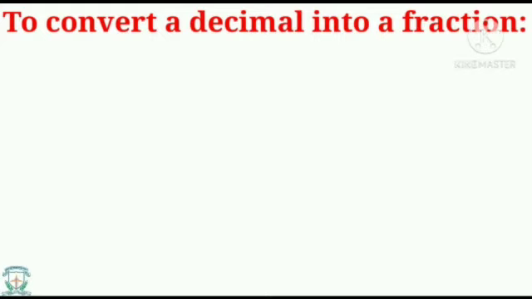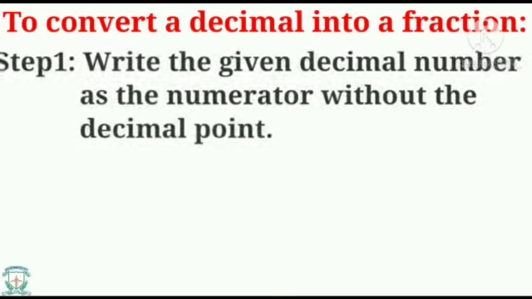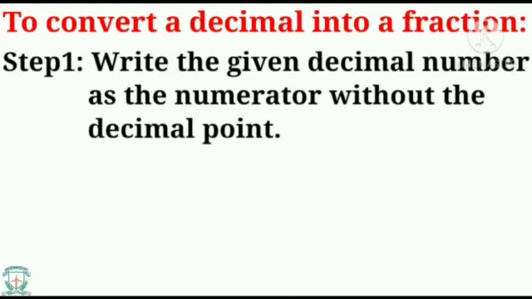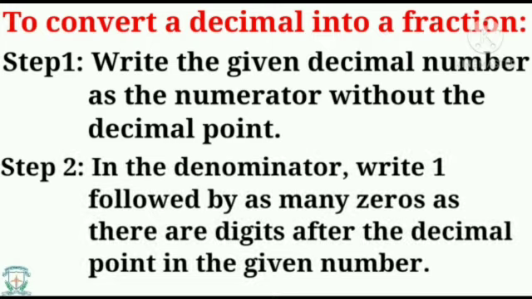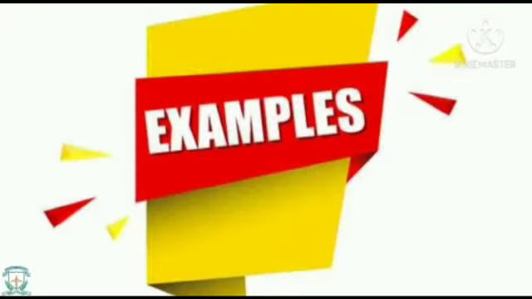To convert a decimal into a fraction, first write the given decimal number as the numerator without the decimal point. Then, in the denominator, write 1 followed by as many zeros as there are digits after the decimal point in the given number. Let us consider some examples.